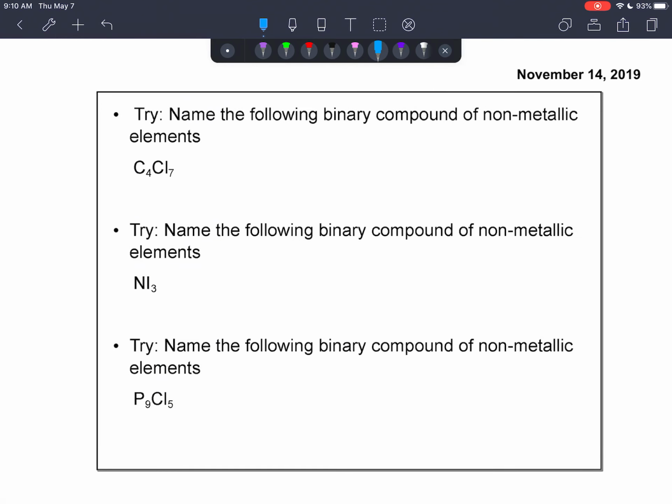Now I'm going to have you guys pause the video and try these next 3 without me. All right, if you are unpausing the video, I'm assuming you're ready to check your answers. This first one is tetracarbon heptachloride.